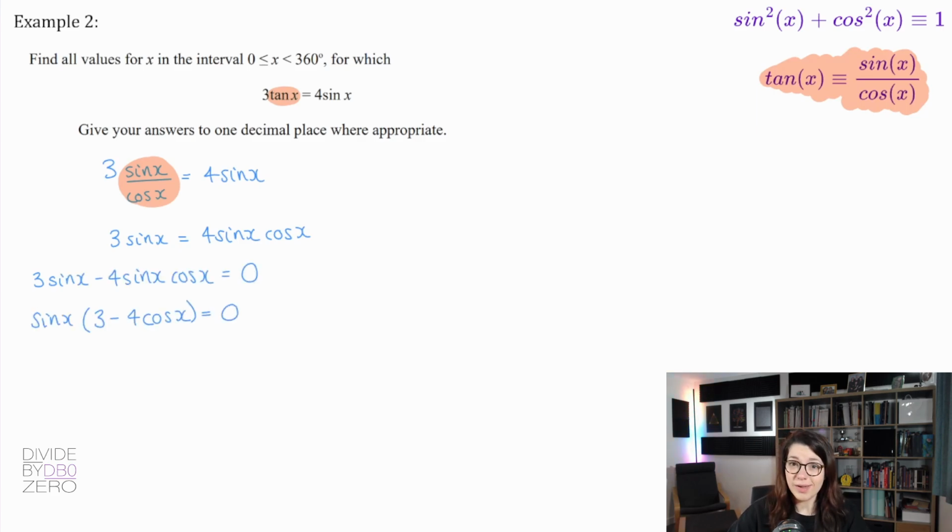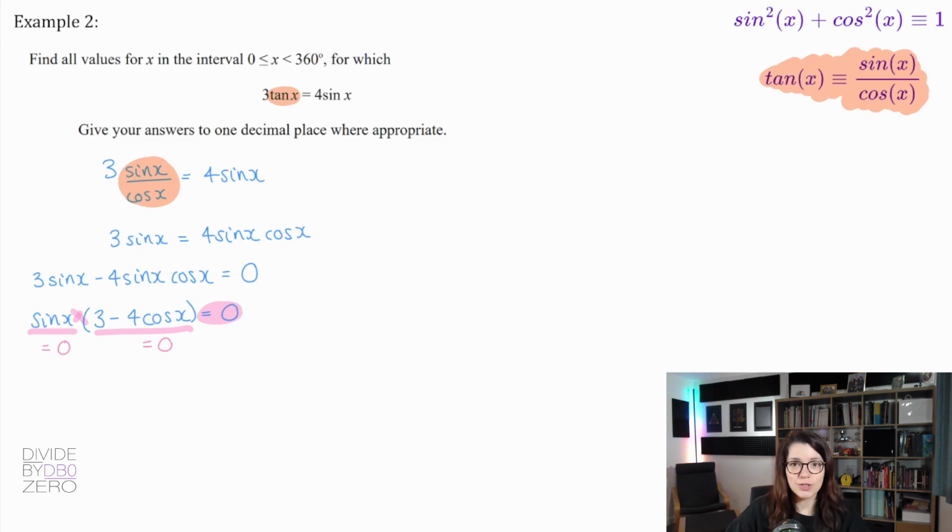Now here we have quite a common situation. So we've got something times something else equals 0. This does happen quite a lot in maths, and the only way that's ever going to be true is if one of those things themselves equals 0. Because if you think about it, 0 times anything is 0.